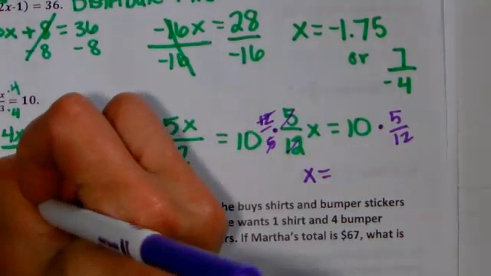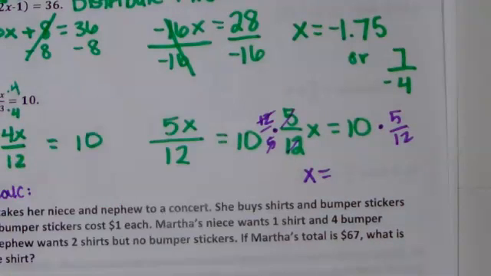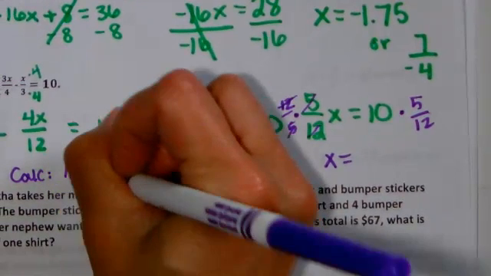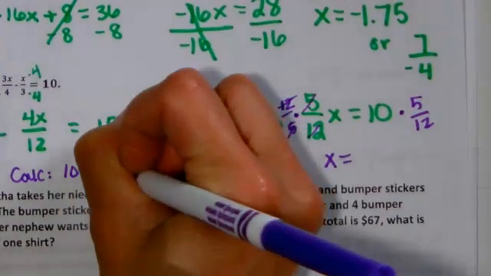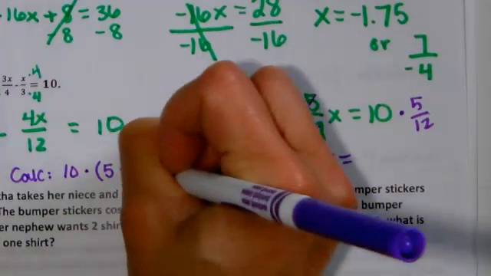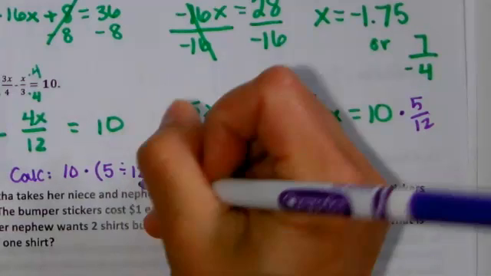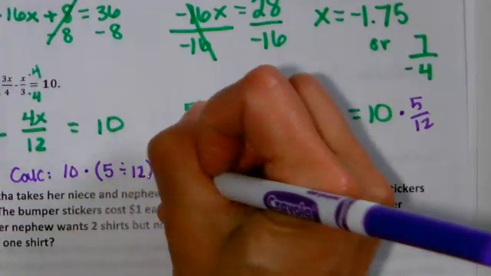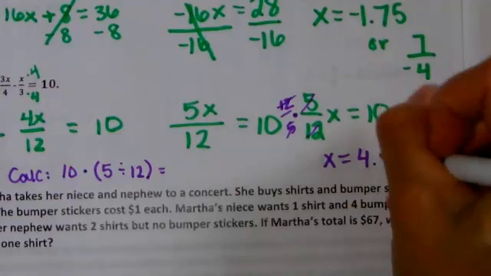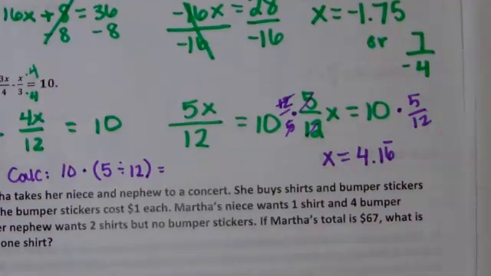So in your calculator, to make sure you're correct, you would type 10 times parenthesis 5 divided by 12. That's how you do a fraction in there. End that parenthesis and press equal. So you got 4.16 repeating. Okay.